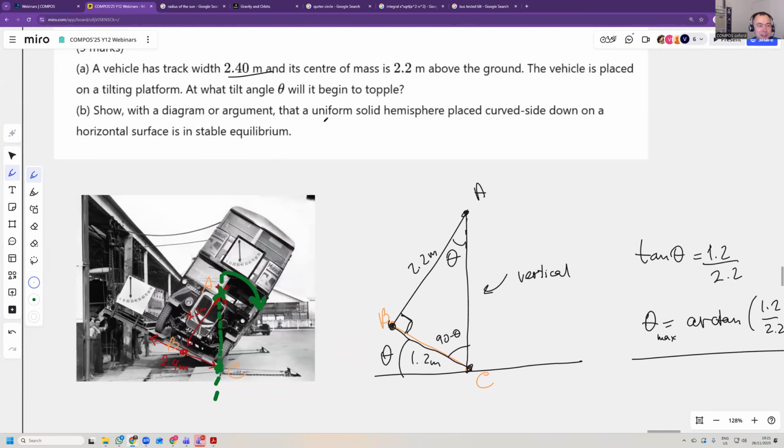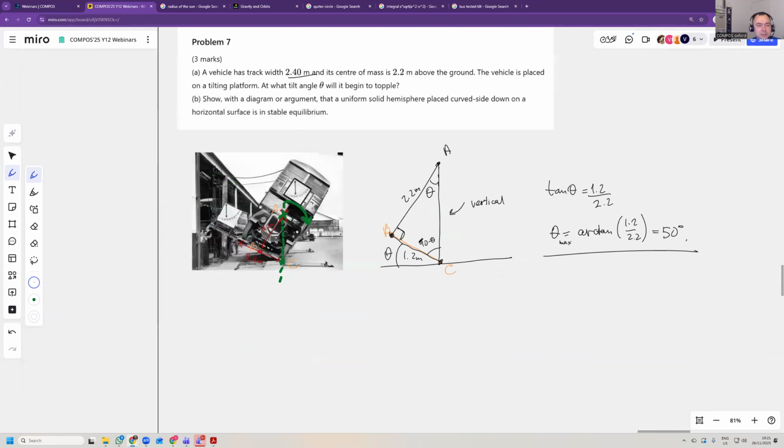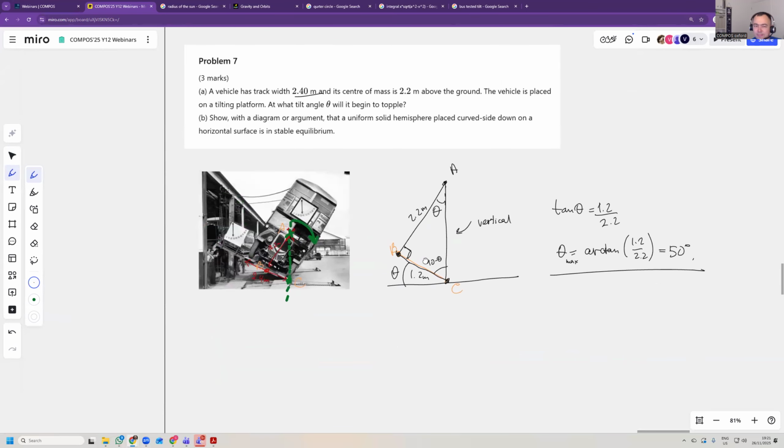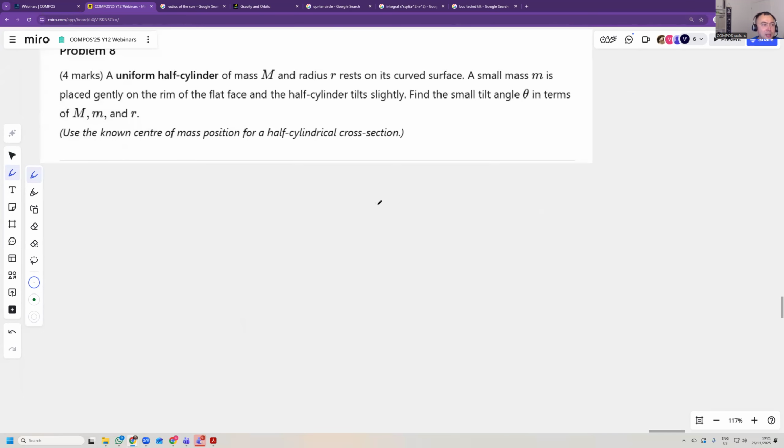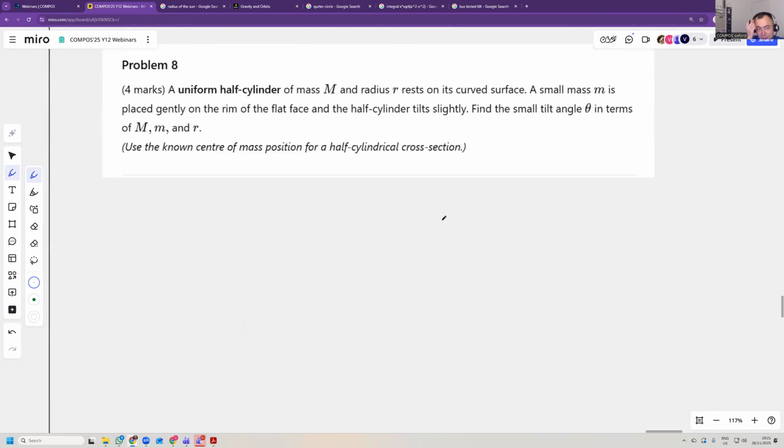Show with a diagram an argument that a uniform solid hemisphere placed curved side down on a horizontal surface is in stable equilibrium. Okay, let's skip that one because I really want to do the next one. A uniform half cylinder of mass m and radius r rests on its curved surface. Right, so we have a uniform half cylinder like this, with mass m and radius r.